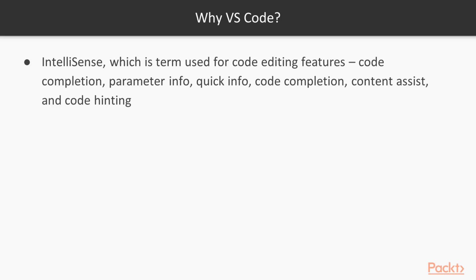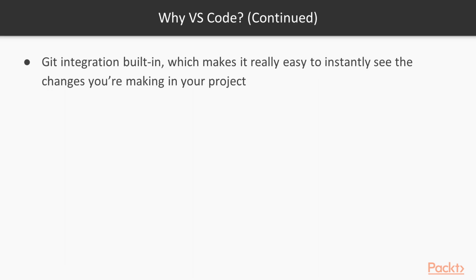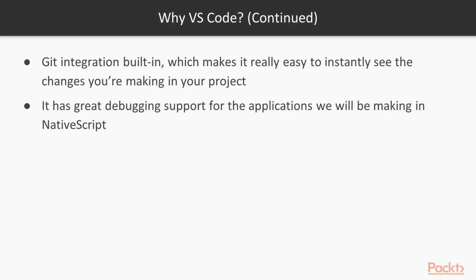Some features of VS Code are IntelliSense, which helps you with code completion and other quick information, a command palette, which is a built-in terminal, and Git integration is a great help when working with teams or seeing your changes over time, and also debugging support for NativeScript applications.